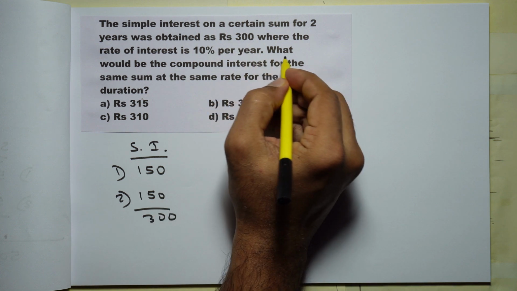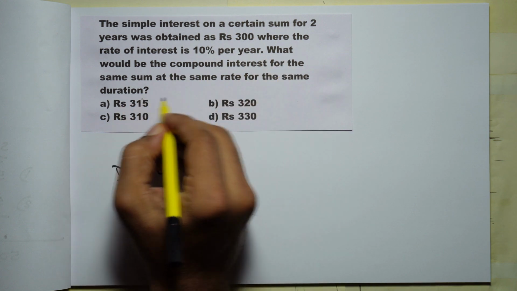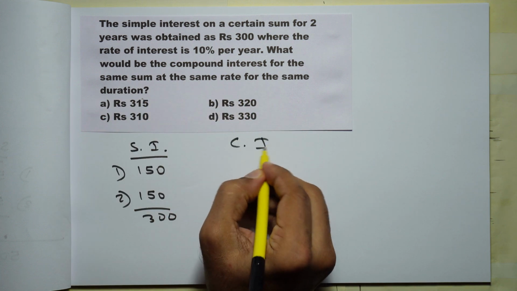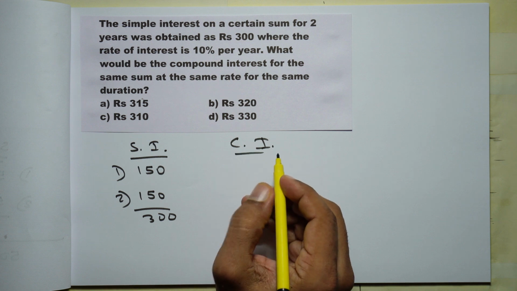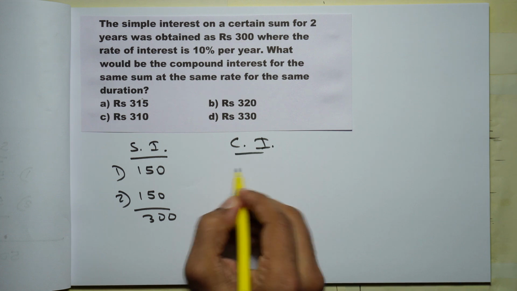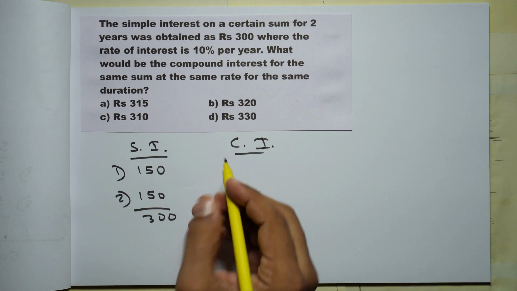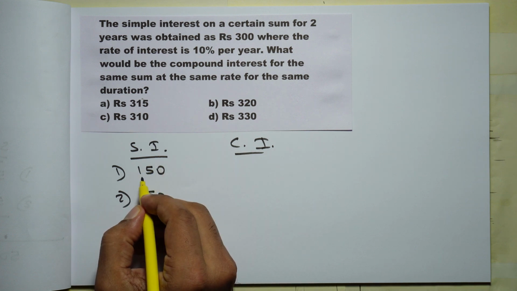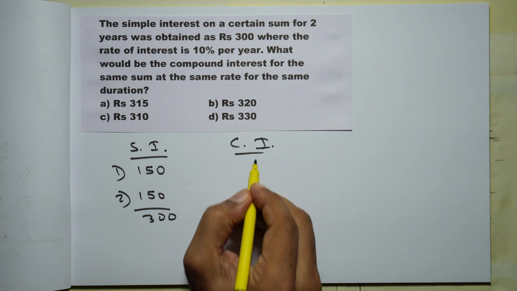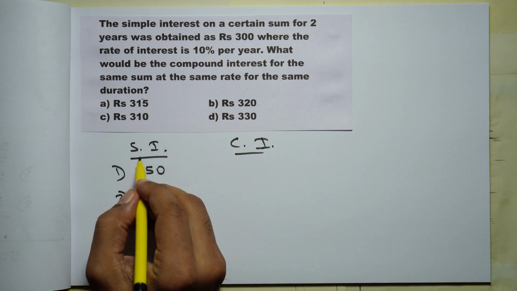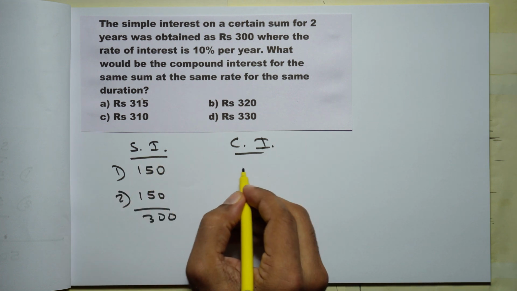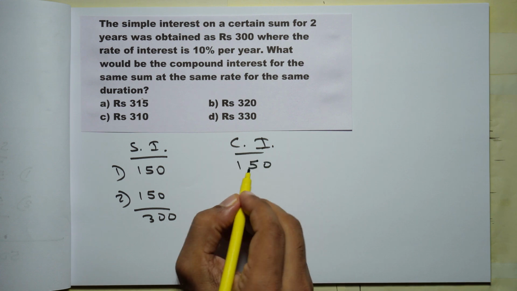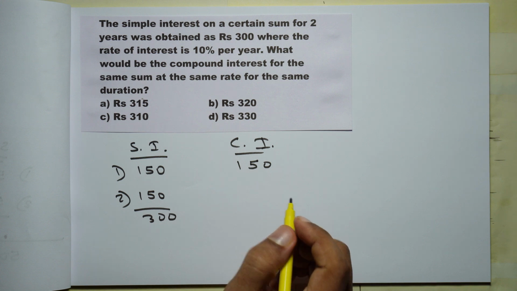Now the question is, what would be the compound interest for the same duration? That is for 2 years. So let us calculate the compound interest for 2 years. First of all, we will calculate the compound interest for the first year. Now first year compound interest is exactly the same as first year simple interest. That is, you will get it as R% of principal. So first year simple interest is 150, so compound interest also should be 150. And this 150 is R% of the principal.